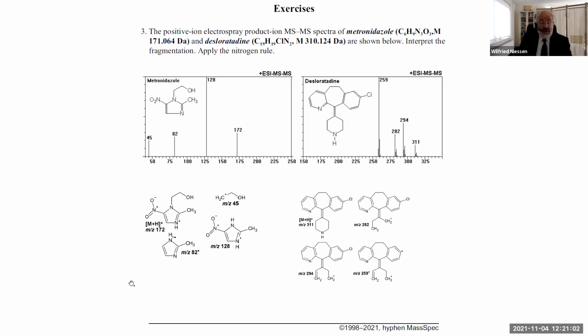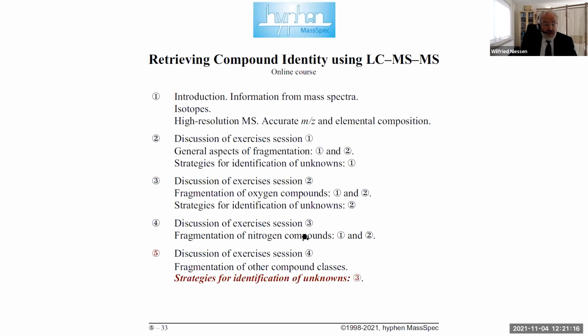Okay, so we have the schemes, which are clear. And the schemes will be in the handout. Also the story about the other exercise which you didn't do is in the handout. So thank you all for this. Let's go to our final session.